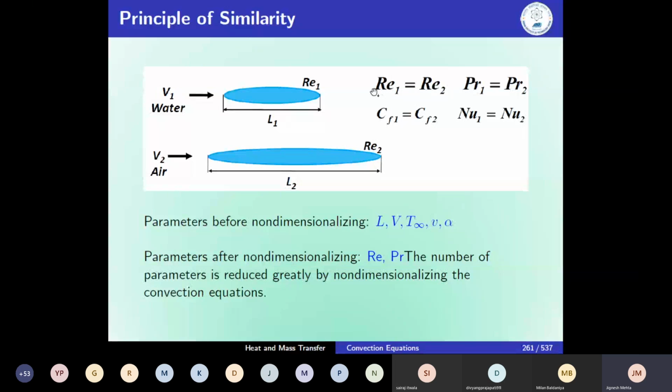So by grouping various parameters and forming a non-dimensional number, you are reducing the number of parameters, and reducing the steps or variety of experiments for forming empirical correlations.